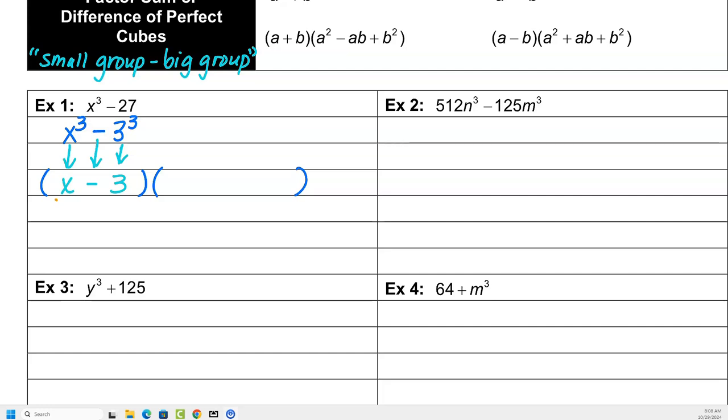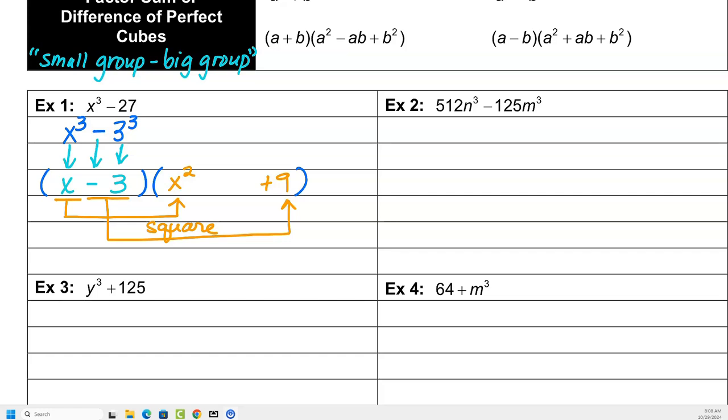To get the big group, what you're going to do is you're going to take the first term here, and you're going to square it. When you square x, you get x squared. Then you're going to take the minus 3, and you're going to square that and put it as the last term of the group. Well, when you square a negative 3, what do you get? 9, good.